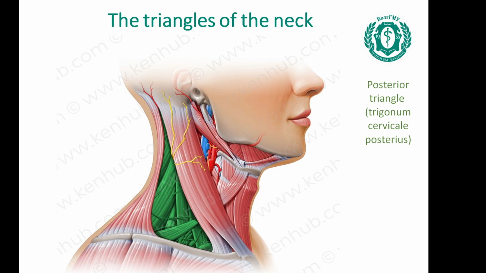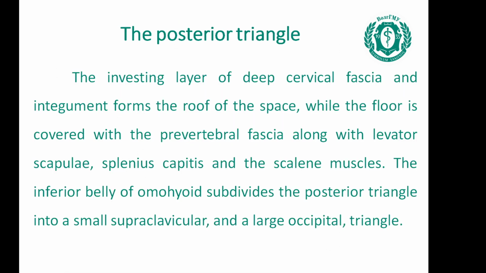This picture demonstrates the posterior triangle of the neck. It is colored in green. The investing layer of deep cervical fascia, which is integumentary, forms the roof of the space, while the floor is covered with the prevertebral fascia along the levator scapulae, splenius capitis, and the scalene muscles. The inferior belly of omohyoid subdivides the posterior triangle into a small supraclavicular and a large occipital triangle.